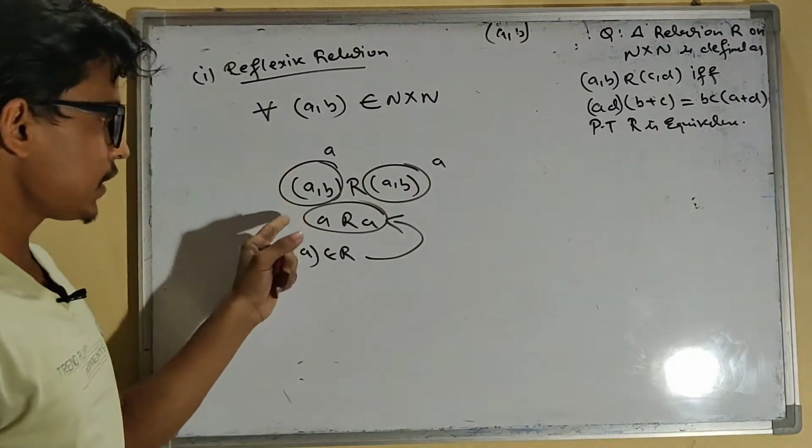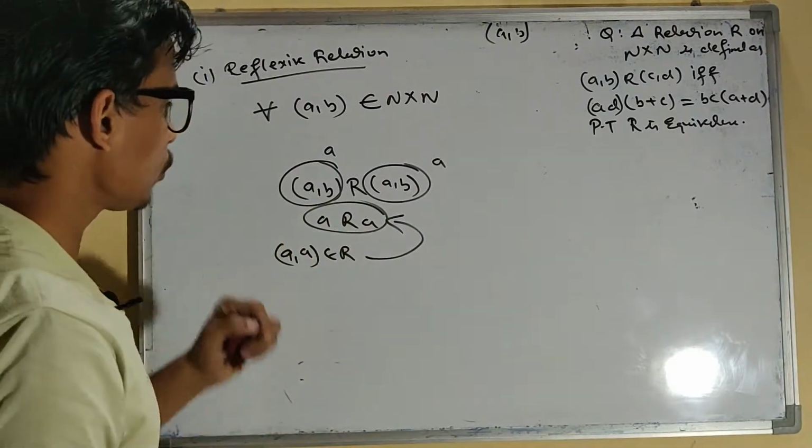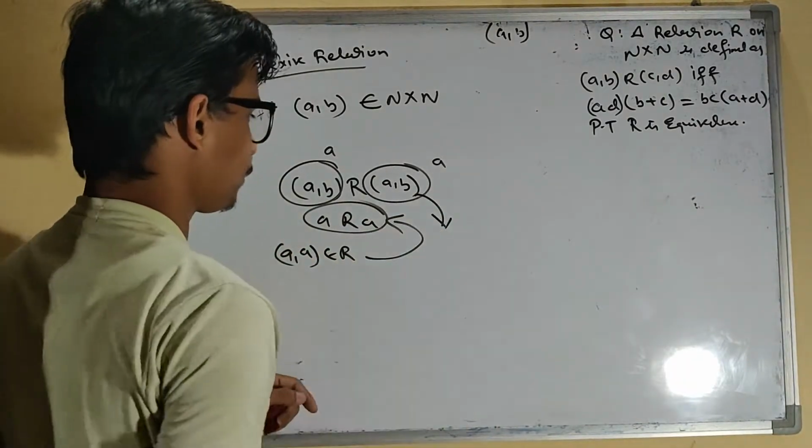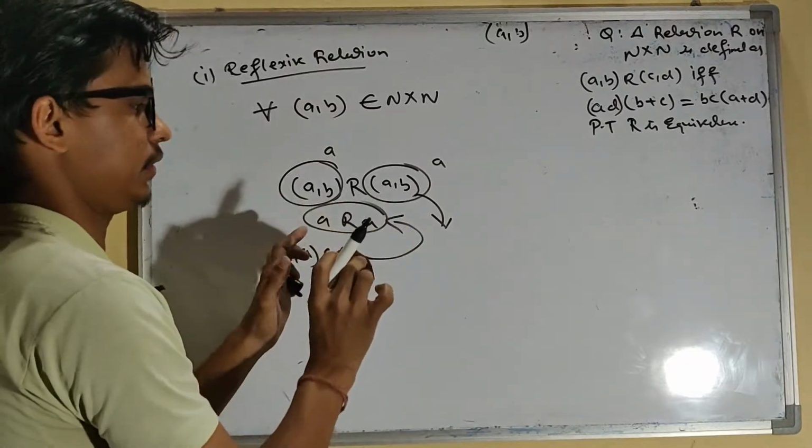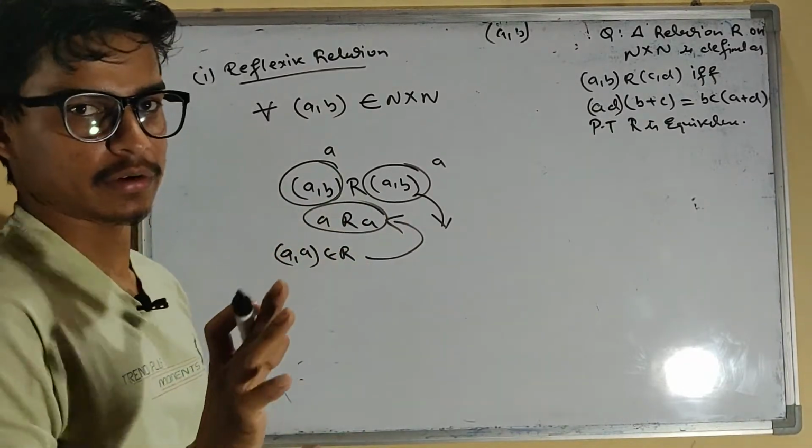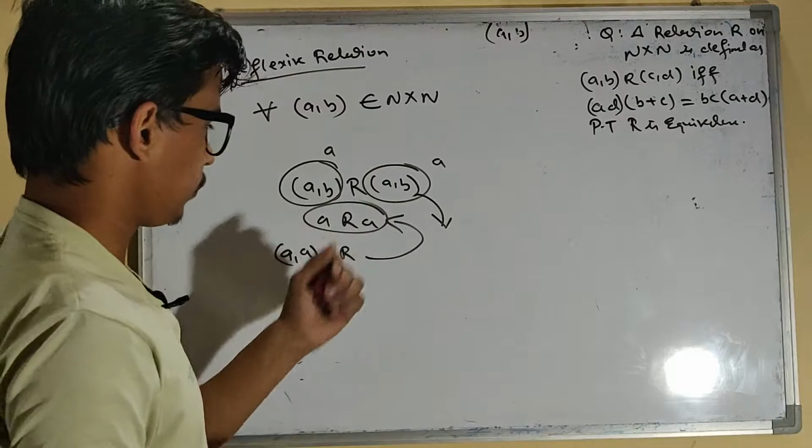Okay, so A is related to A. I have to prove this. In order to prove this, what I have to write is, so this is basically a rough work, just to make you understand. So I am going to do it like this.